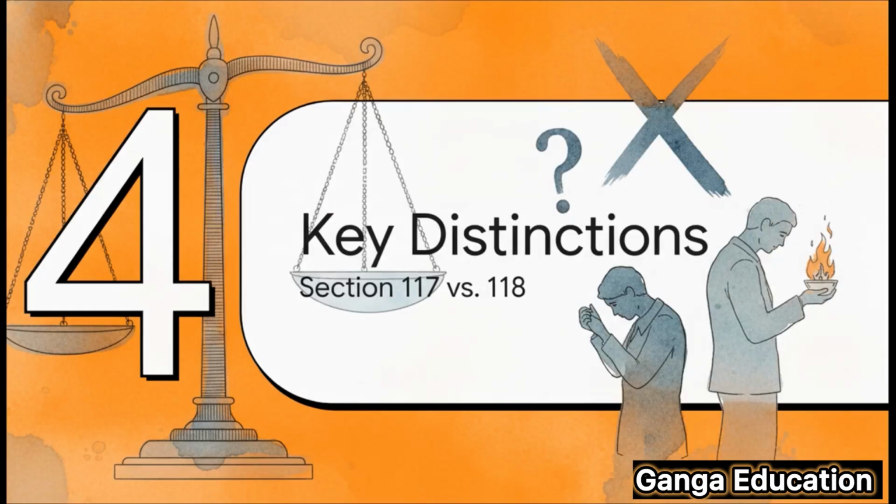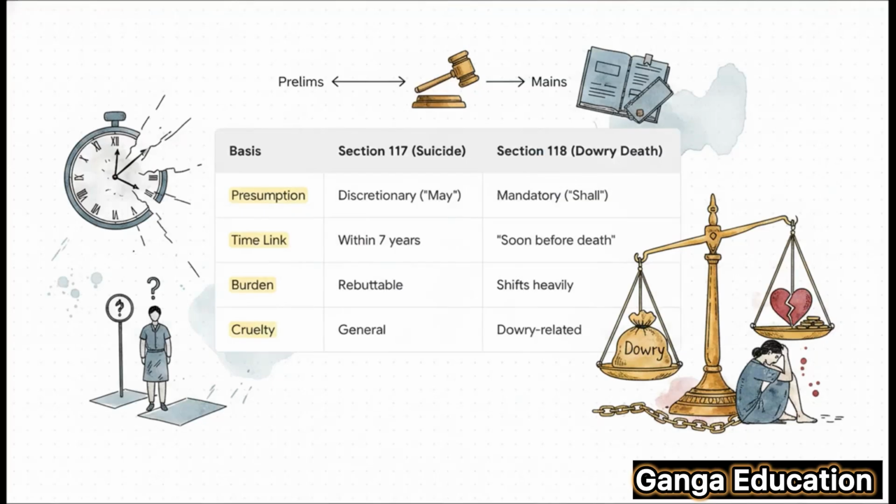So, now that we've looked at them both, let's put them side by side to really sharpen our understanding. From an exam point of view, knowing these distinctions inside and out is absolutely vital. This table perfectly summarizes the four major differences. The most obvious is the shift from a discretionary may presume to a mandatory shall presume. This shows just how seriously the legislature treats dowry deaths.